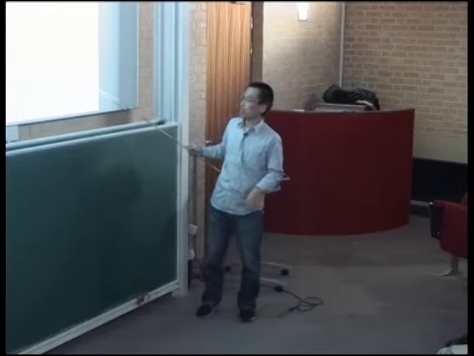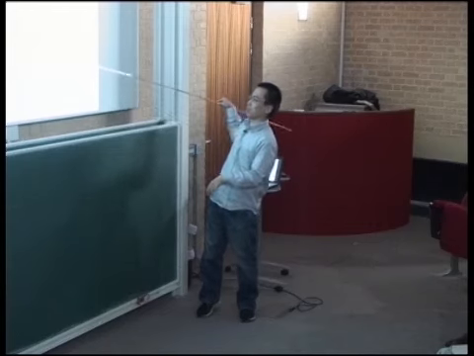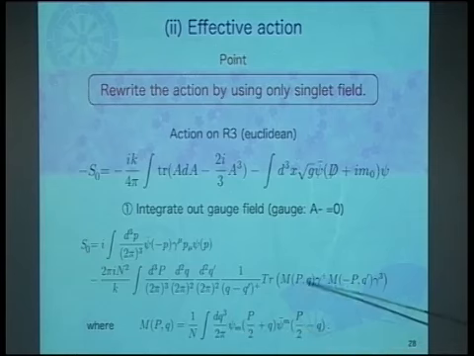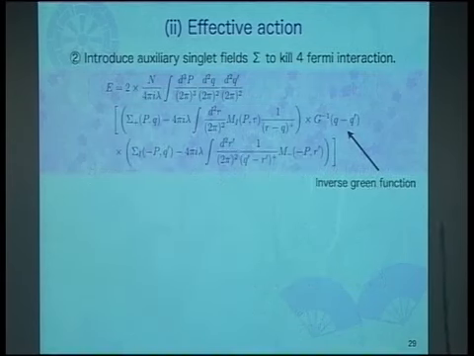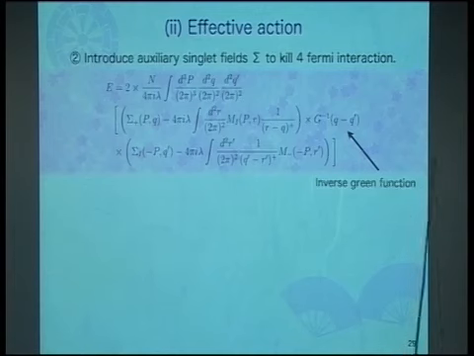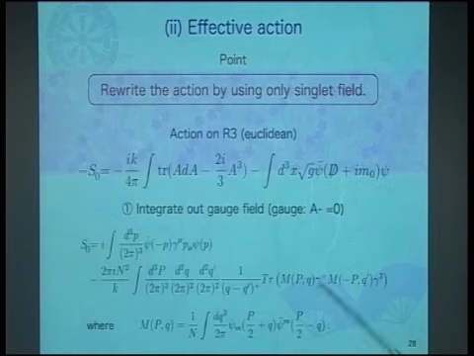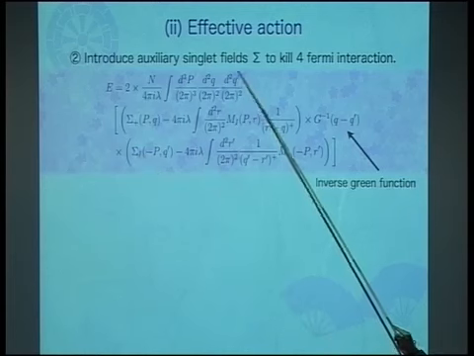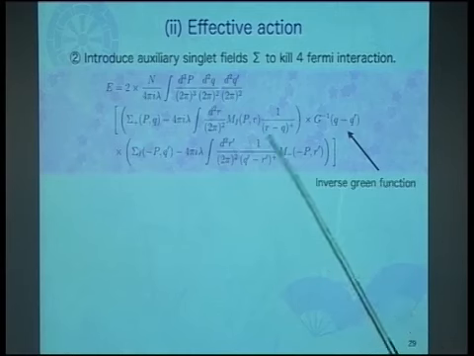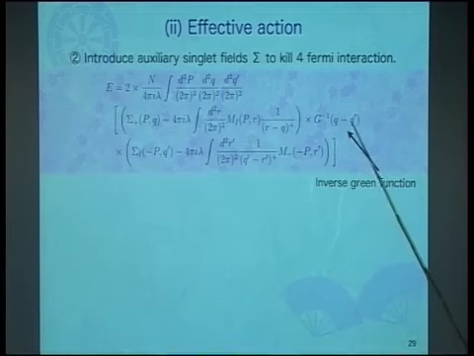And here, the 4-Fermi interaction appears. M is psi-bar psi, like this. So after integrating out, the 4-Fermi interaction appears. And next, introduce an auxiliary singlet field to kill the 4-Fermi interaction. This part. In order to do this, we can choose the action of the singlet fields like this. This is for a technical reason.